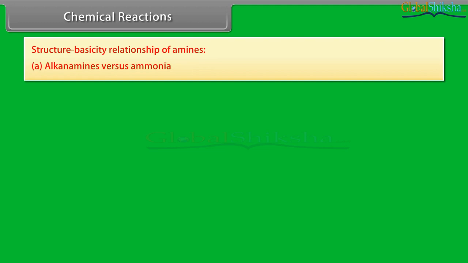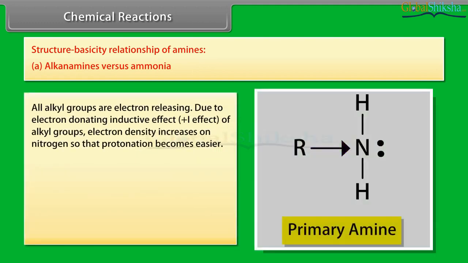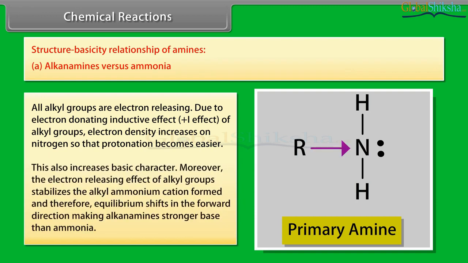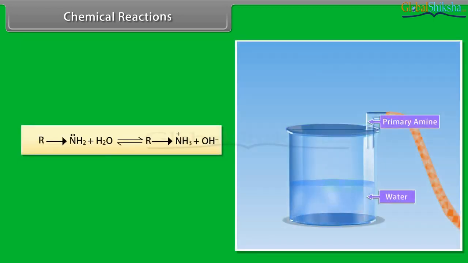Alkanamines versus ammonia. All alkyl groups are electron releasing. Due to the electron donating inductive effect, that is the positive I effect of alkyl groups, electron density increases on nitrogen so that protonation becomes easier. This also increases basic character. Moreover, the electron releasing effect of alkyl groups stabilizes the alkyl ammonium cation formed and therefore the equilibrium shifts in the forward direction, making alkanamines stronger bases than ammonia. Amines can easily be protonated by water in their aqueous solutions.